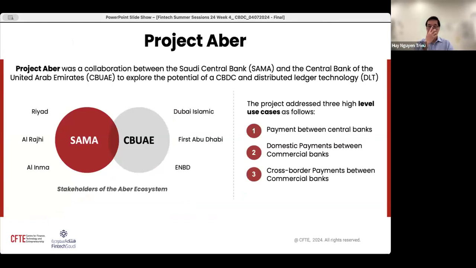The second project was Project ABER, one of the first projects in the world in 2019, and that was a collaboration between SAMA and CBUAE, the Central Bank of the UAE. And here the objective was also cross-border payments, with the idea of creating a joint digital currency that would be linked to both the real and the dirham. That was one of the very, very early projects in CBDC, so 2019, with the objective of linking central banks, linking commercial banks also between the two different countries. So really interesting in terms of early experimentation for CBDCs.